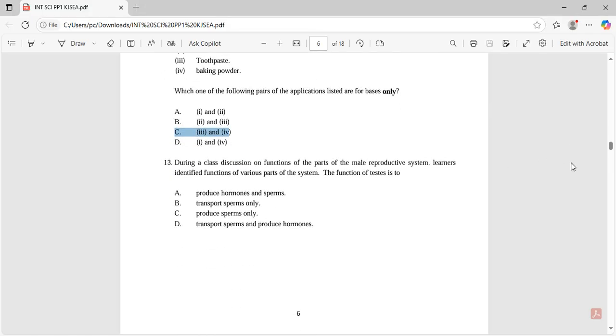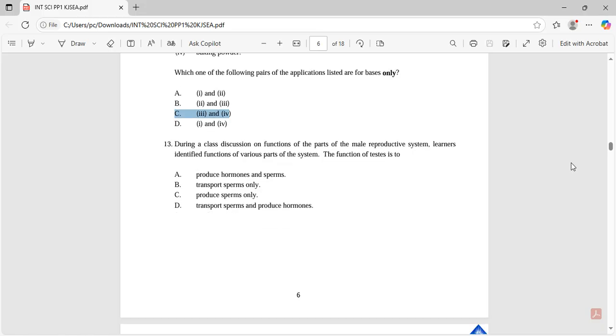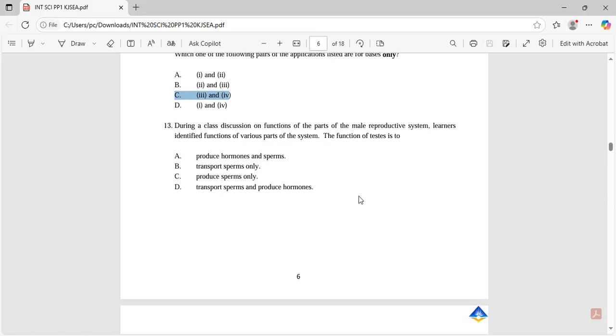Moving on downwards, 13. During a class discussion on functions of parts of the male reproductive system, learners identify functions of various parts. The function of the testis is definitely to produce sperms only.